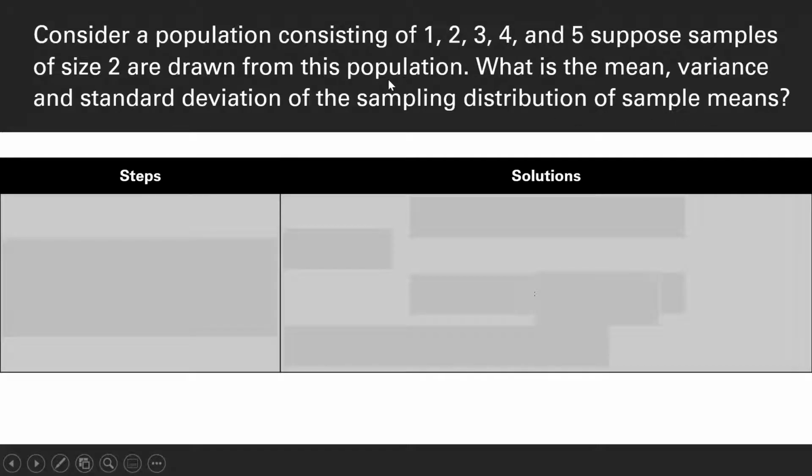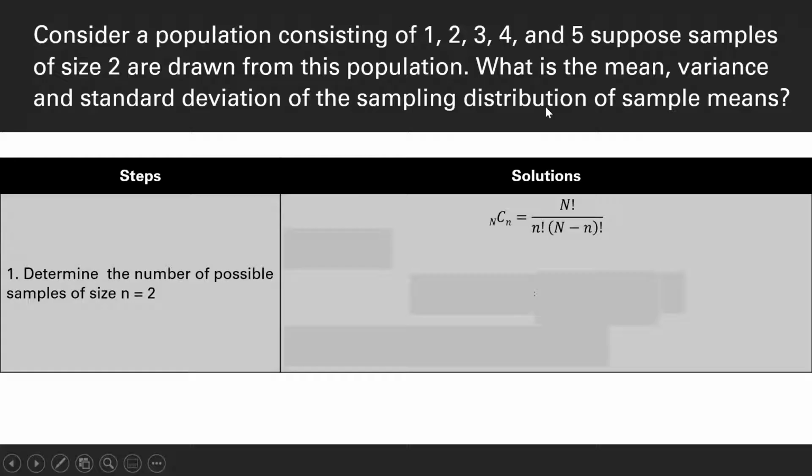So this is a combination problem. We have the population consisting of the digits 1, 2, 3, 4, and 5, and we're going to draw a sample of size 2 from this population. So step 1 is to determine the number of possible combinations of sample size 2 that we can draw from this population. So recall the formula for the combination. Capital N is the population and small n is the sample size. So here, our capital N is 5 and our small n is 2. So let us substitute the given to the formula.